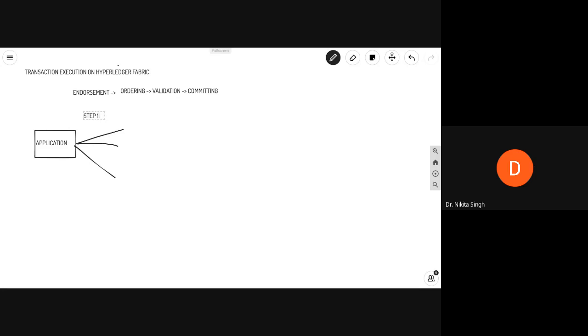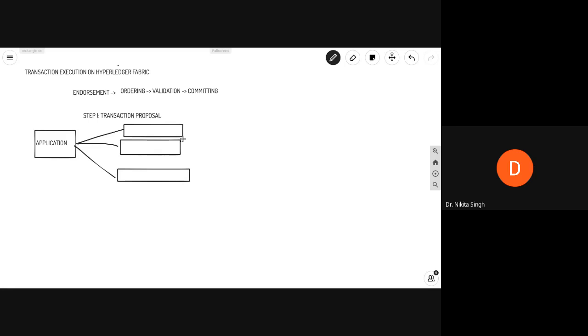Step 1 will be the transaction proposal. What this step means is that within a Hyperledger Fabric network, whenever you initiate a transaction, the transaction will be initiated by a client. We have already seen that a client is also a node on the network that has the responsibility to initiate smart contracts, initiate or propose transactions. So transactions start out with a client application which will send transaction proposals.